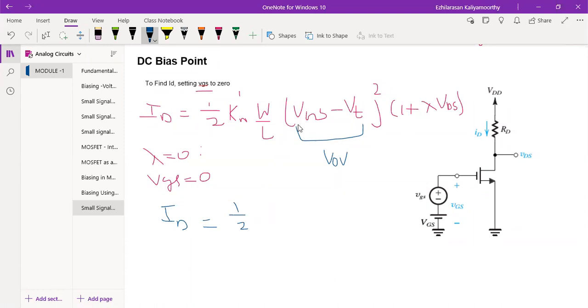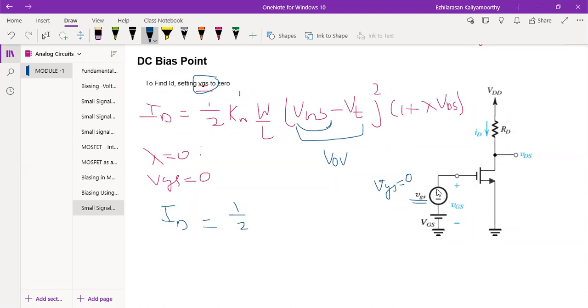Which is, yes, not this VGS actually, right? I want to say which VGS? This one. We need to set this VGS equal to 0. What is the meaning of that? If this is 0, this will become an open circuit, right? It will become an open circuit actually.